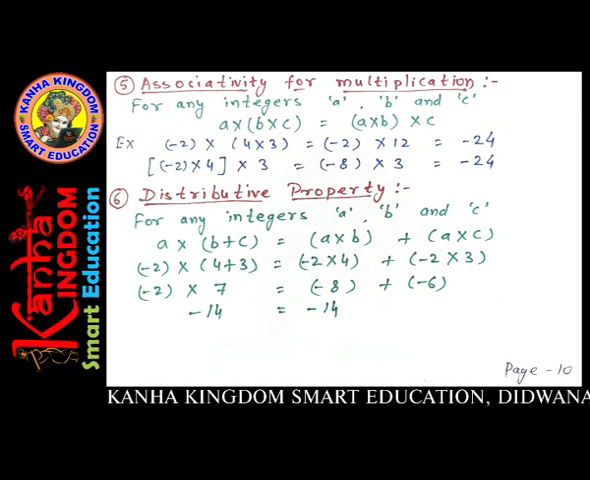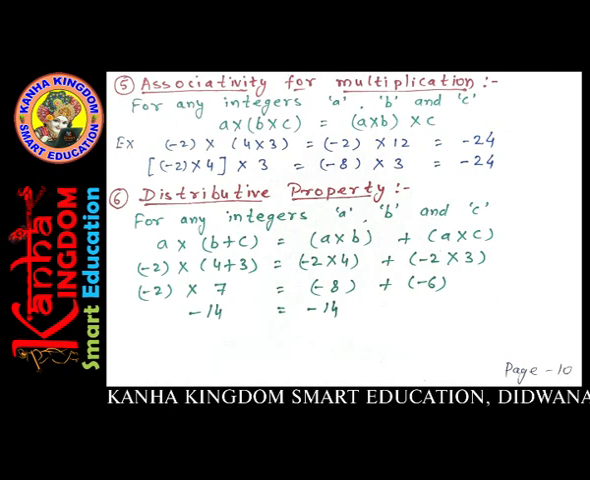Sixth property, distributive property. For any integers a, b and c, we can say that a multiply bracket b plus c is equal to a multiplied by b plus a multiplied by c. This is also known as opening the bracket rule.